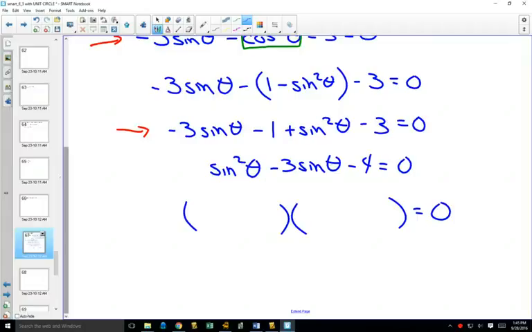Now, it's got to be sine and sine, right? That's the only way that you can get sine squared. Now, the last numbers can be 4 and 1 or 2 and 2. But in order to get a 3, you're going to have to use 4 and 1. The 4 will have to be negative. The 1 would have to be positive.